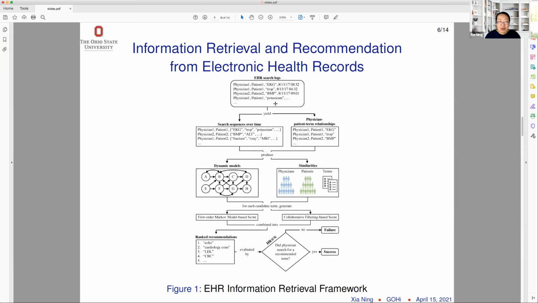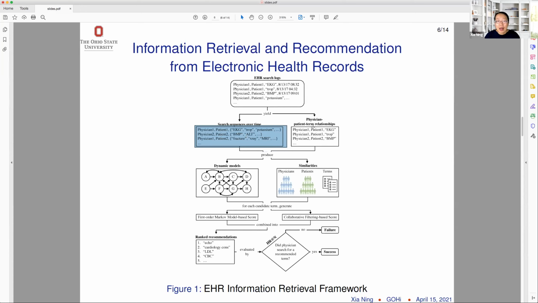So the idea is if a physician is searching for a particular patient, then our system will recommend the most relevant information items of that patient to the physician by utilizing an algorithm in this way. So given the search log, we can organize the information in 2 ways. The first way is about the search sequences over time. For each physician and each patient, we know what terms are searched from that physician on that patient over time. So we'll have a sequence of search items over time from that physician on the particular patient. And from the search log, we will have all kinds of sequences for different physicians on different patients.